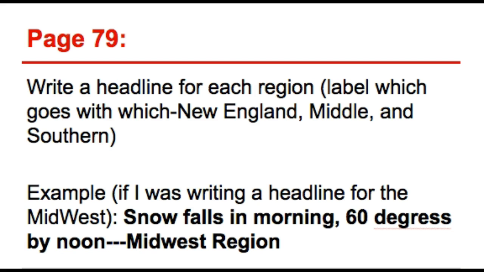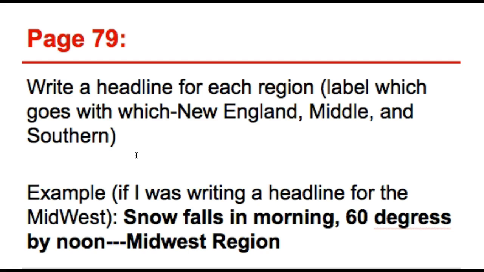All right, now to sum up what you've learned from this and show me where you're at, you're going to write a headline for each region. And you're going to label which one goes with which in your notebook. So on page 79, you're going to write them out. If it is easier for you to type them and print them, do that if I cannot read your handwriting. The example that I'm going to give you is for the Midwest, so it has nothing to do with the three regions you'll be labeling, because you're going to be labeling New England, Middle, and Southern.